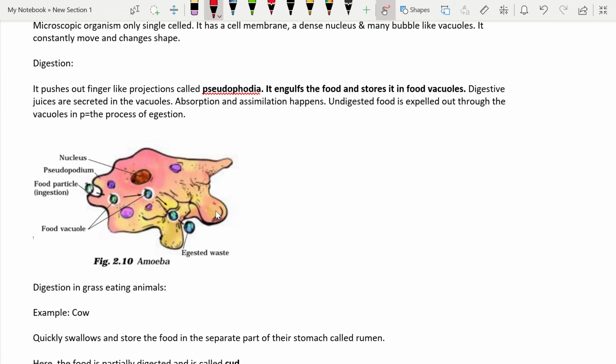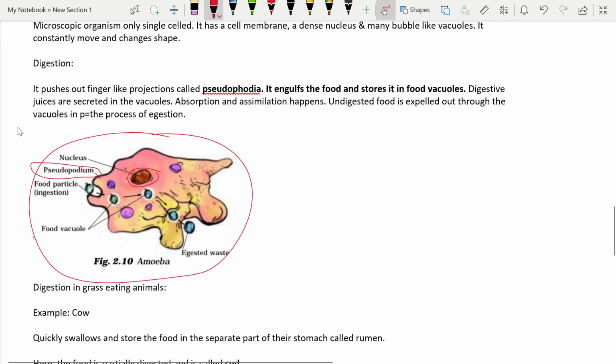So here we've got a little diagram of an amoeba. This is the dense nucleus. These are the little vacuoles all around. And there's the pseudopodia, or the pseudopodium. You've got a food particle which is now being ingested into the amoeba. We've got food vacuoles as we said before.